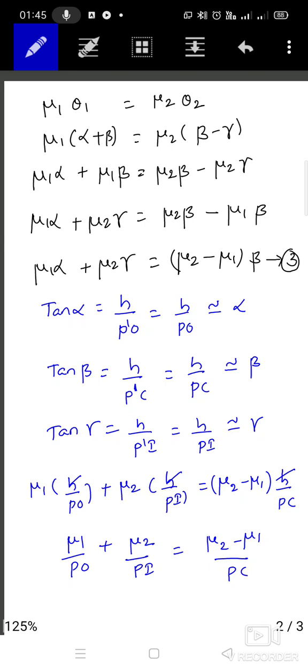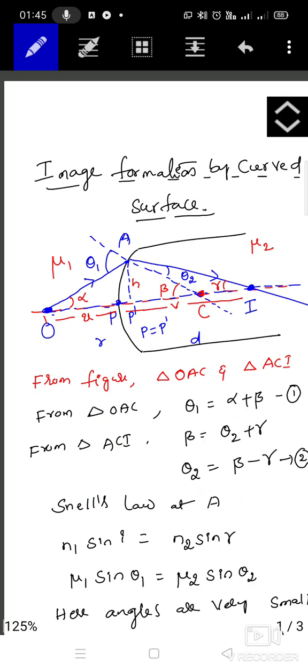Mu 1 by PO plus mu 2 by PI is equal to mu 2 minus mu 1 by PC. So from the figure we conclude that mu 1 is the refractive index of the first medium, and mu 2 is the refractive index of the second medium. At the same time, PO is the object distance, PC is the radius of curvature, and PI is the image distance.